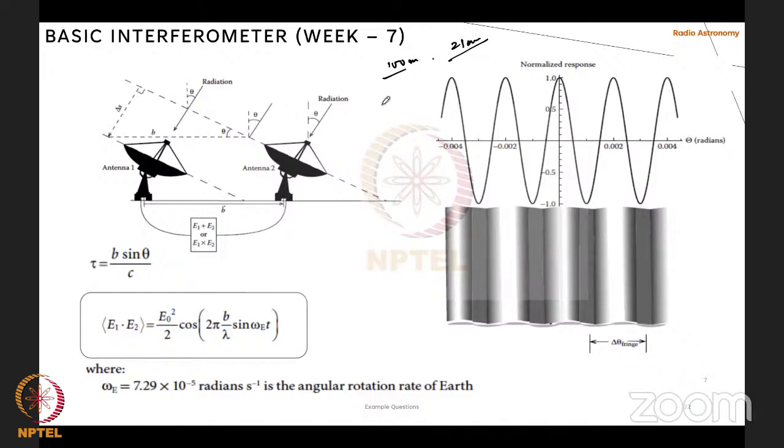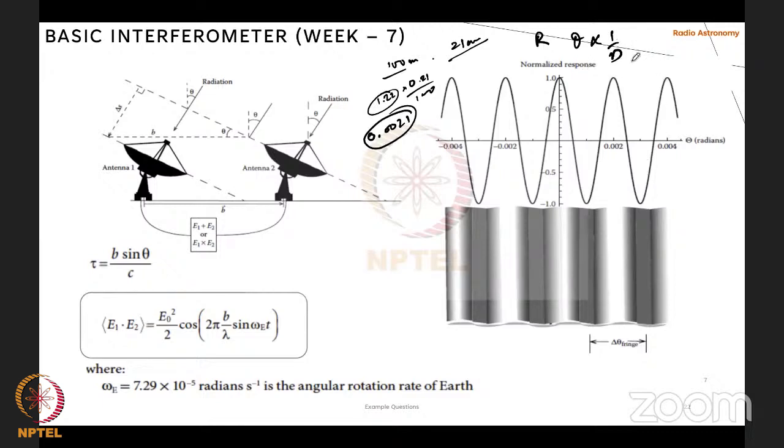It's roughly 1.22 into 0.21 by 100. Right? And if we ignore this, we will have 0.0021 radians of resolution. Okay. Now, if we want to detect even finer sources, which are in a few milli arc seconds, what we will have to do is increase the dimension of the antenna. Means the resolution or the angle theta is inversely proportional to the dimension of the antenna.